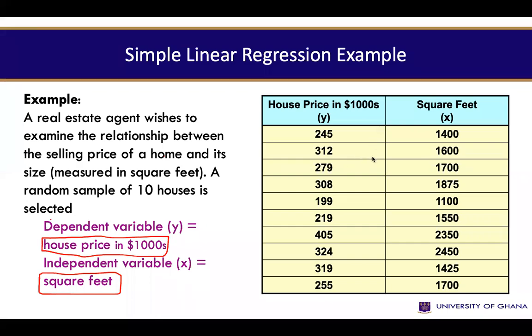I think the price of the house is a dependent variable because the price depends on the square feet, on the size of the house. So if the house is bigger, the price would also increase, meaning the price of the house is dependent on how big the house is.